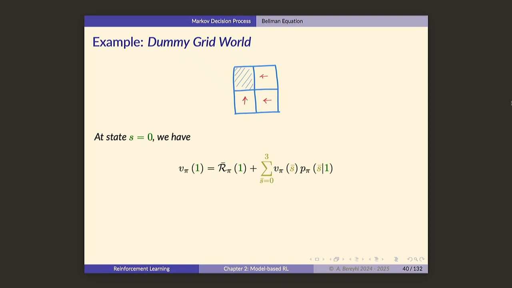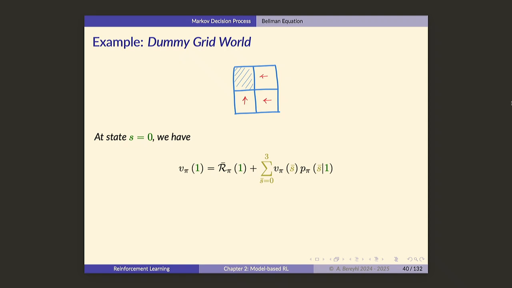-1. You are at this state. When you act with this policy, you're going to move left, so you're going to have immediate reward -1, right? So that first term is -1. We now need to compute this summation.